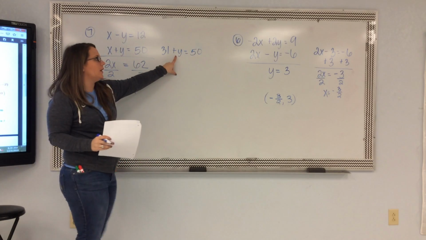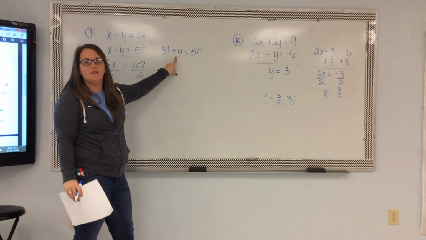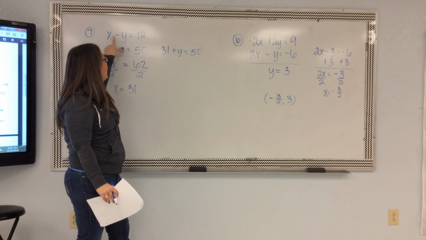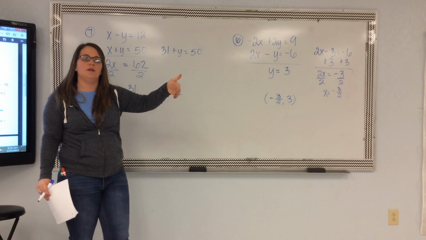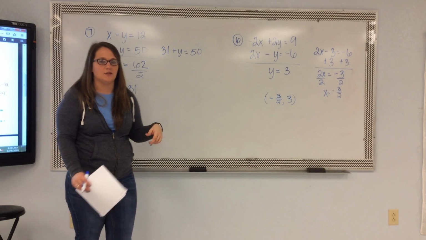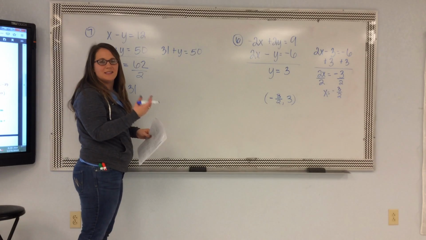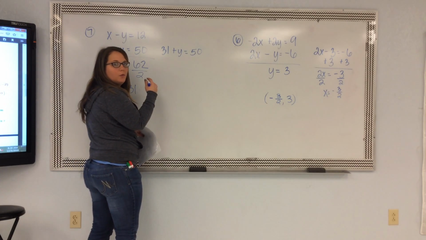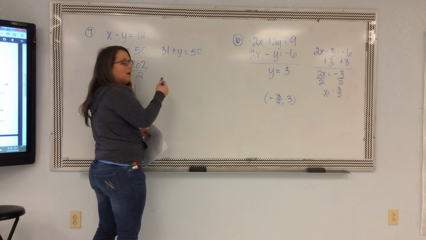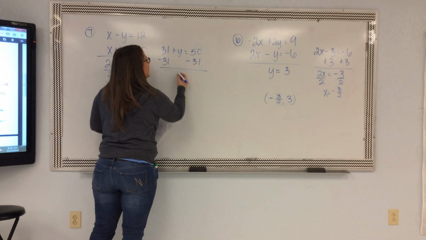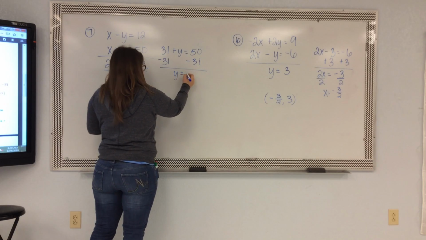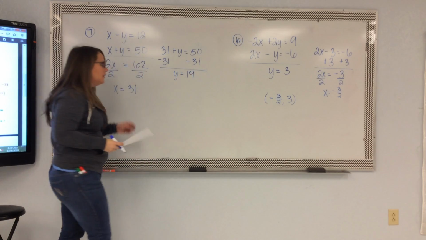The reason I chose this one is because the Y is already positive, so it saves me a step. If I were to plug it in here, I would have a negative Y left over, and so I'd have to divide by negative 1. You're still going to get the same answer, it just adds an extra step in. The more you work with this, the more you'll see ways that you can take out extra steps. So I'm going to subtract the 31 from both sides, and Y is equal to 19.